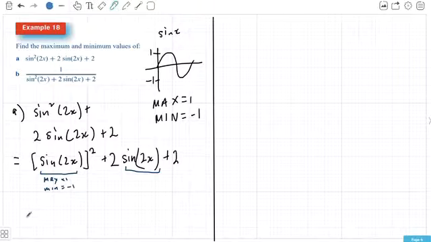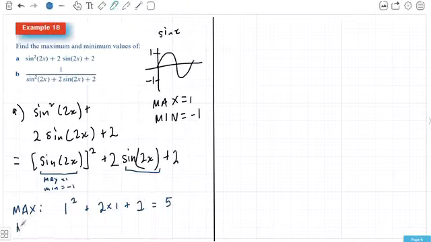So let's try and find the maximum for the whole expression that we've got here, using that knowledge that the maximum that this can be is 1. Let's put that in. So the biggest thing that this can be is 1 squared, plus 2 times the biggest thing that this can be, which is 1. There's nothing bigger that this can be, plus 2. And this expression gives you 1 plus 2, which is 3, plus 2, which is 5. So for this expression, our maximum value is going to be 5.